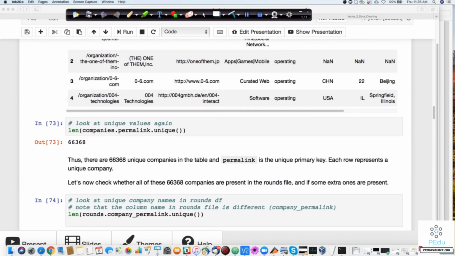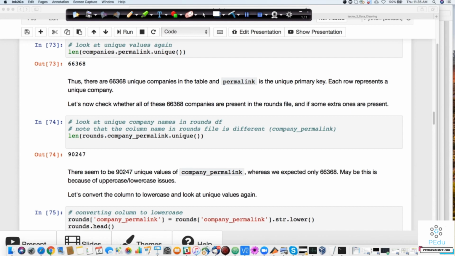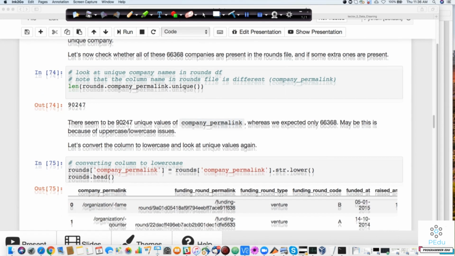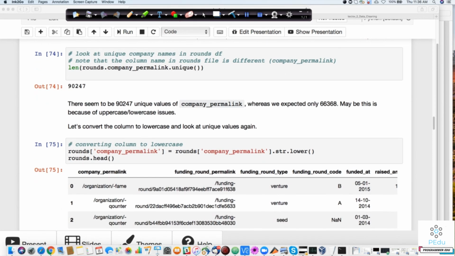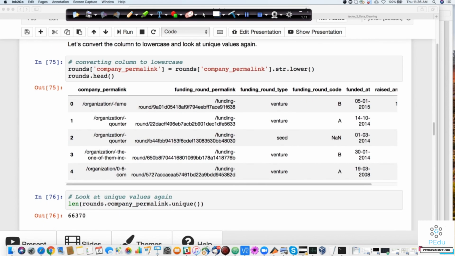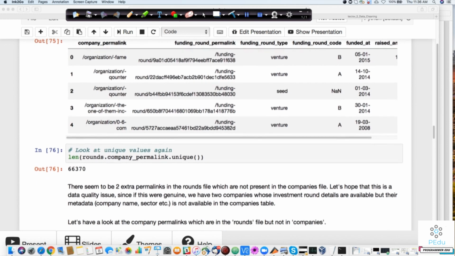Now let's look at the unique column. It's all set, so there's no problem. But yes, there could be a problem in the rounds data frame, so we need to do this. Now let's look at unique in the rounds column, and you can see that we got 90,247. This is too much, right? It is not comparable with this; we were expecting 66,368, but it is more. Maybe it is happening due to the lowercase and uppercase thing. So we will convert this also to lowercase. And when I convert this to lowercase, you will notice that again everything formed a lower number.